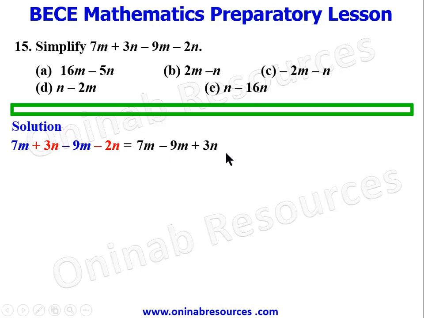And plus 3n minus 2n. So 7m minus 9m, we can just say 7 minus 9, which gives negative 2. Then 7m minus 9m gives negative 2m. Then 3n minus 2n is equivalent to saying 3 minus 2, which gives 1. Then 1n, we won't say it's 1n, so we say plus n, even though we know that it is 1n, but we say plus n. Then we can rearrange this to take the negative in, so we now have it as n minus 2m, and that gives option D. That's the end of solution to problem 15.